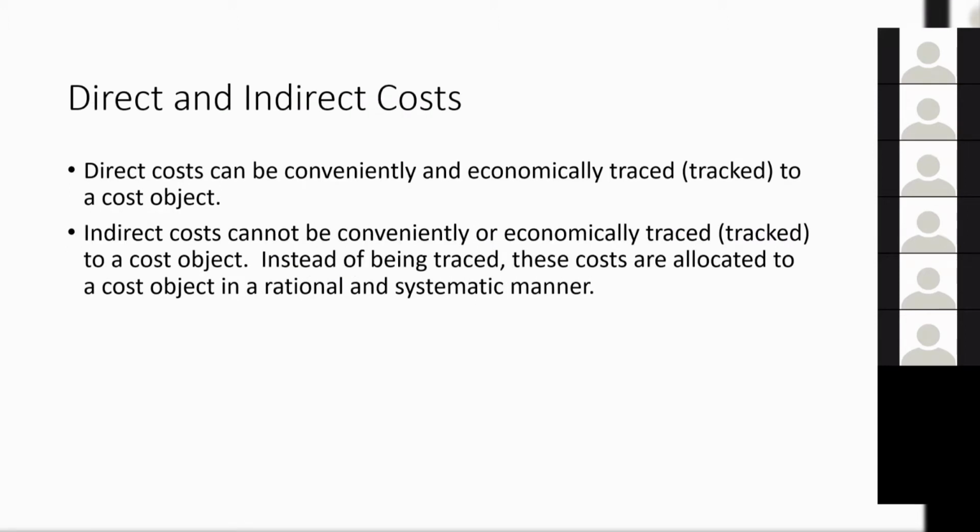So another way that we can differentiate between costs is to identify them as direct or indirect. Direct costs can be conveniently and economically traced or tracked to a cost object.